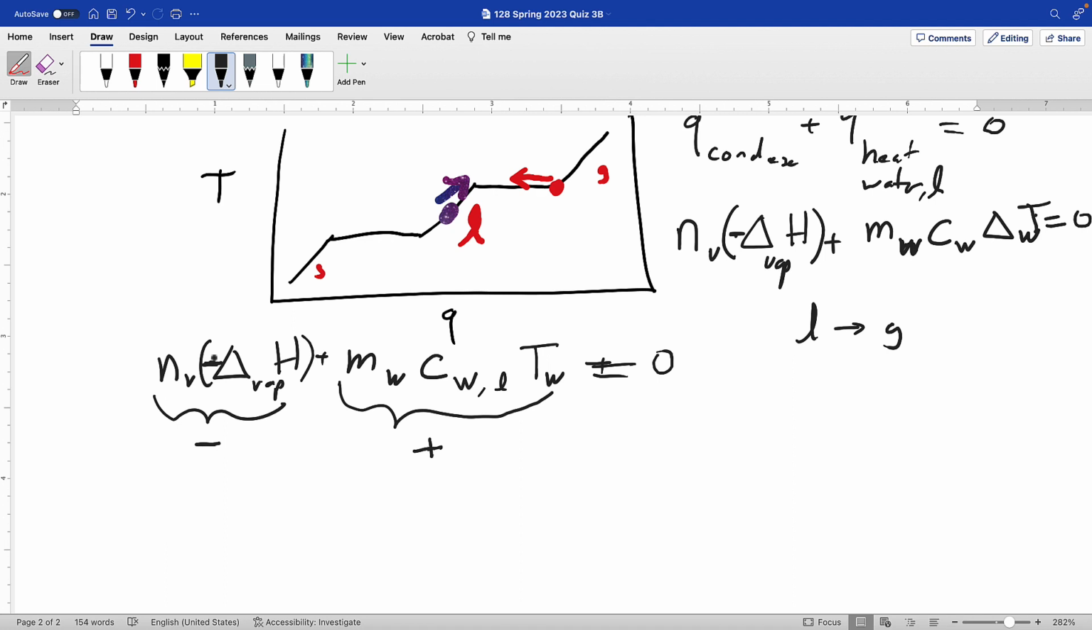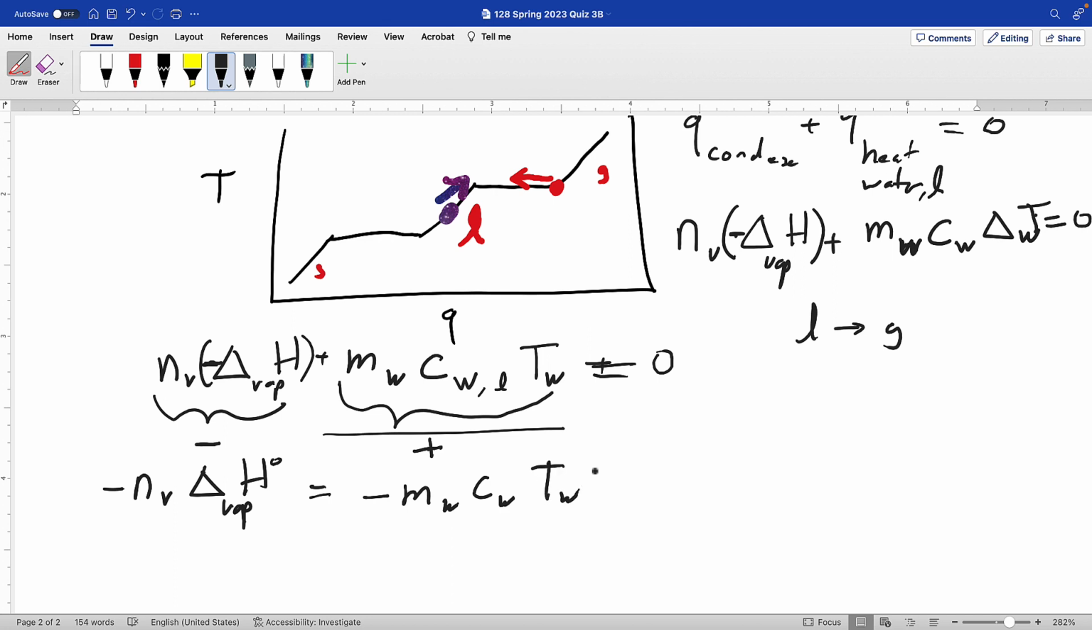Okay, so we've got our final terms here. So let's go ahead and we'll just rewrite this as N vapor delta H vapor. Just pull that negative sign out in front, looks a little neater. And then we're going to subtract both sides of this term here. So subtract it from the left-hand side and the right-hand side, minus MW, CW, TW. And then we'll just multiply by -1 just to get rid of our negative sign.